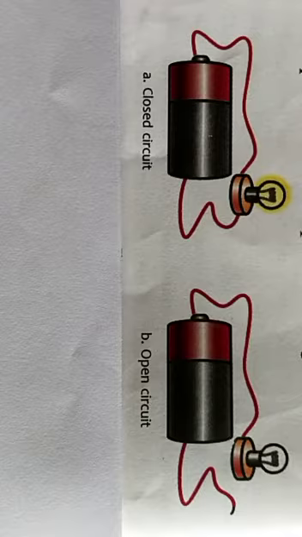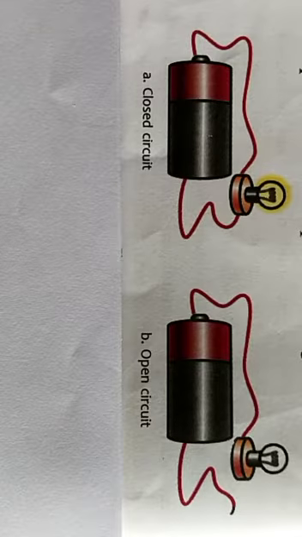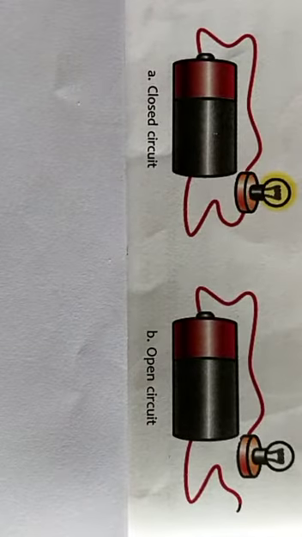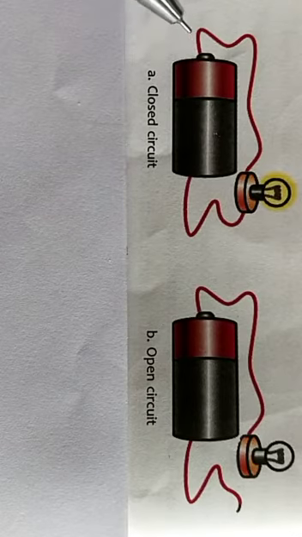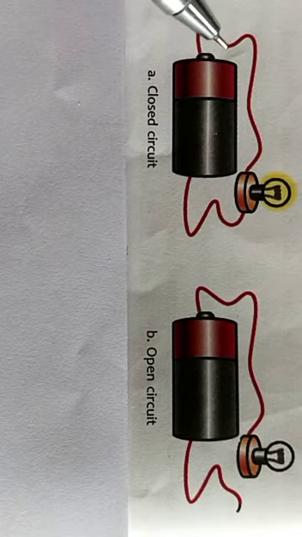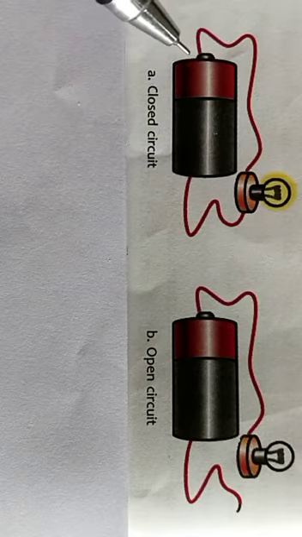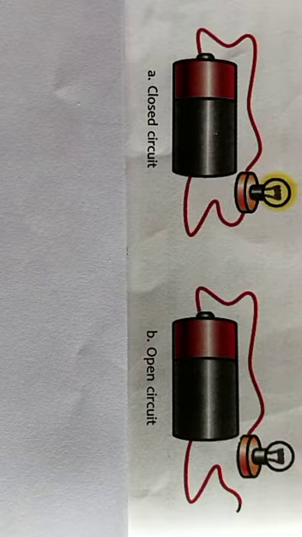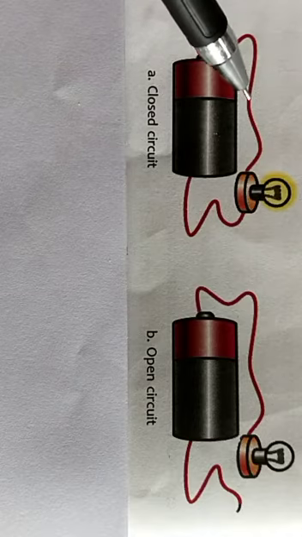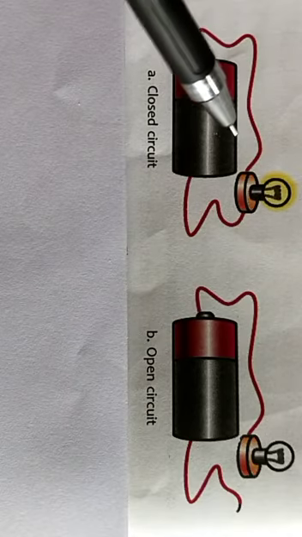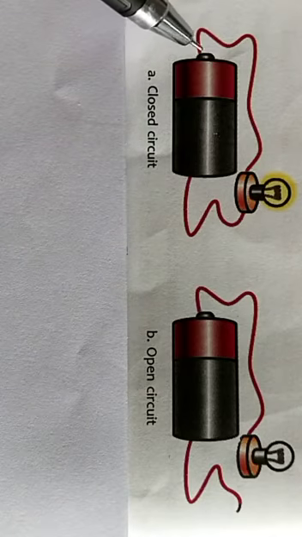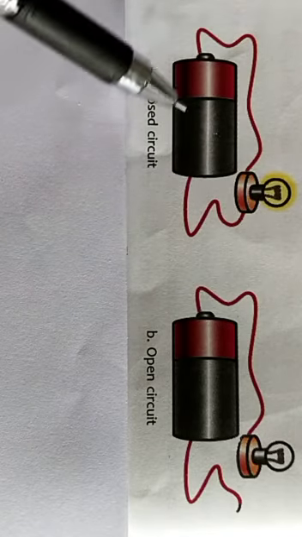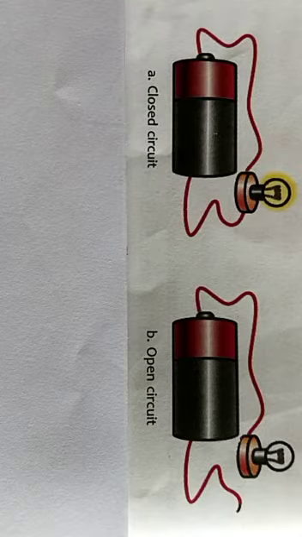As I have already explained to you about the closed circuit and the open circuit, here in the first diagram you can see this is a closed circuit, the complete circuit. When the path of the current starts from one terminal and ends at the other terminal of the cell without any break, there is no break you can see, so this is a closed circuit or a complete circuit.